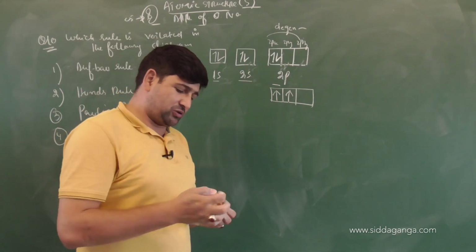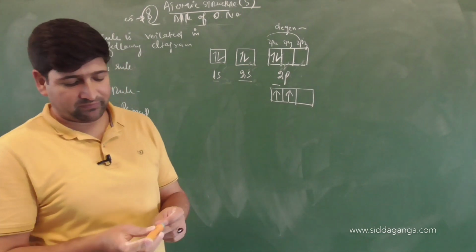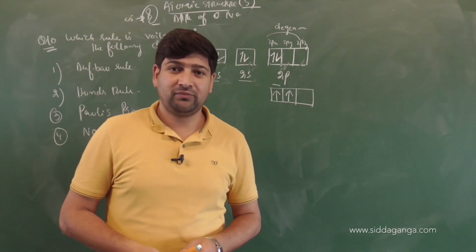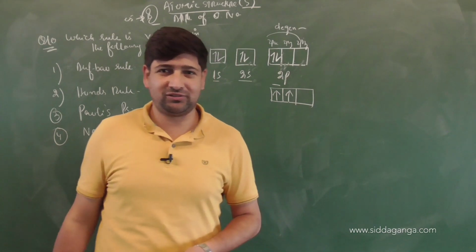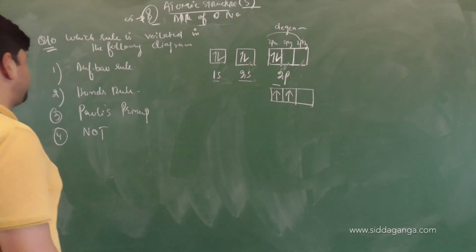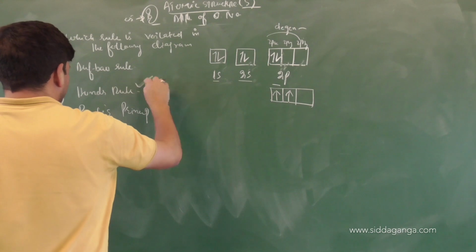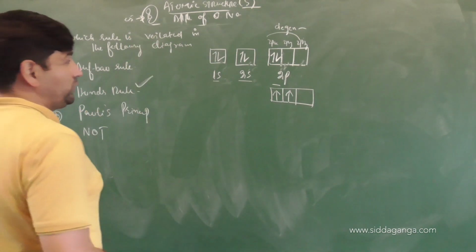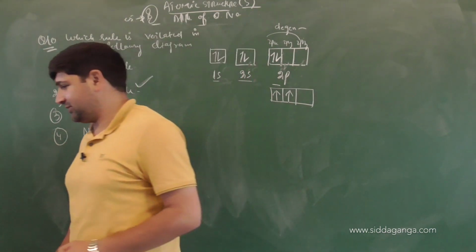This is the statement of which rule? Pairing will not take place unless all are singly occupied. Which rule? Hund's rule. So is it following Hund's rule or is it violating it? It's violating it. So the correct option will be option 2. Hund's rule is being violated here in the given diagram. Clear? Very good.